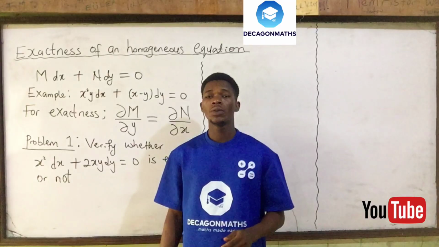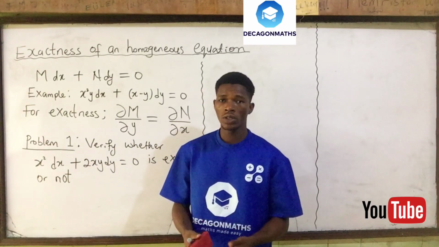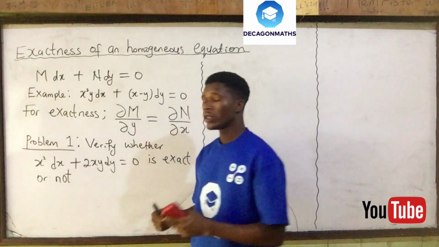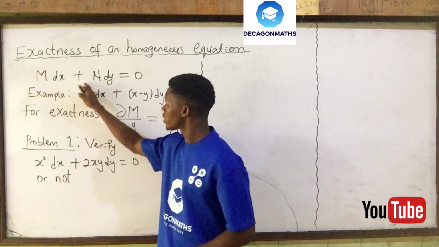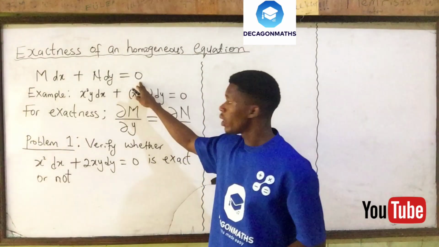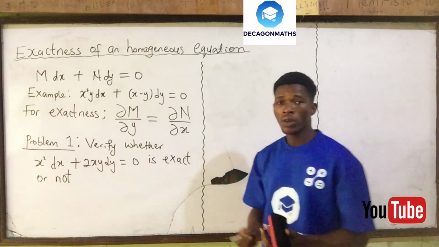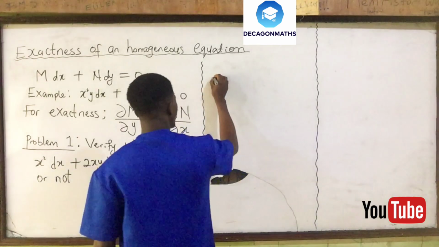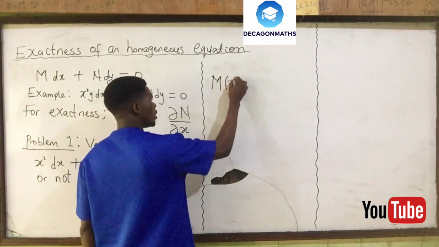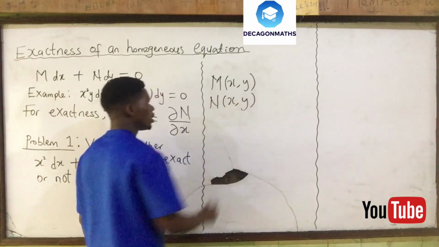In today's video, I will be showing us how to determine the exactness of a differential equation. And the equation that I'm talking about here is of this form. We have M dx plus N dy equals 0, where M and N are functions of x and y. We can also write M and N this way, as M(x, y) and N(x, y).